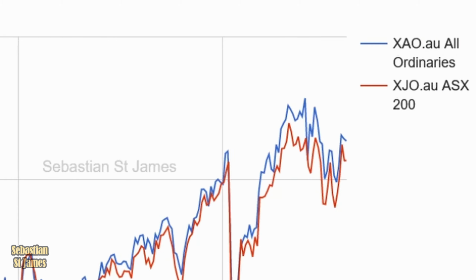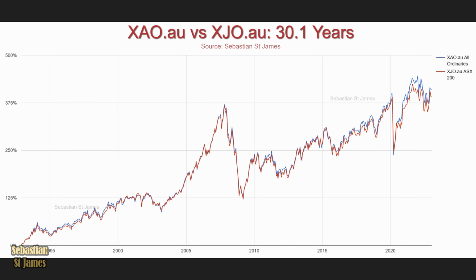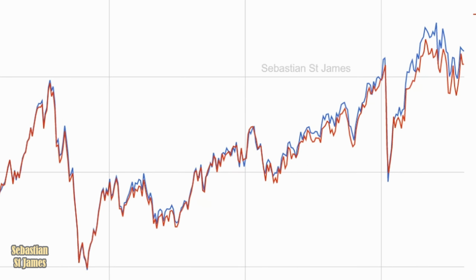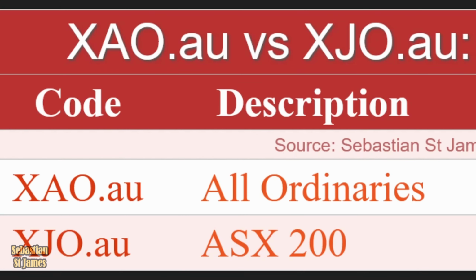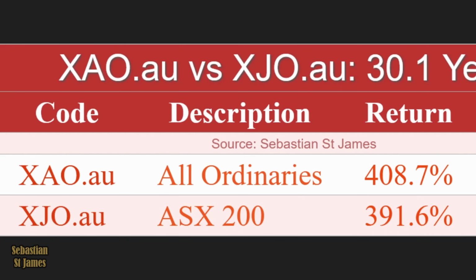So if you've ever thought to yourself, is the ASX 200 better? Is the All Ordinaries better? There is your answer over the entire history where both data sets existed. So what is the difference in return? Well, I have a nice little chart, which actually just within the last 2 days I've coded up, which will tell me the return of whatever I'm graphing. It gives it to me in a table. Here is, once again, the XAO versus the XJO over the same 30.1 years. However, it actually gives me the return. So over that 30.1 years, in the All Ordinaries it's 408.7%, or if you want to go the ASX 200, then it is 391.6%. What is that per year?